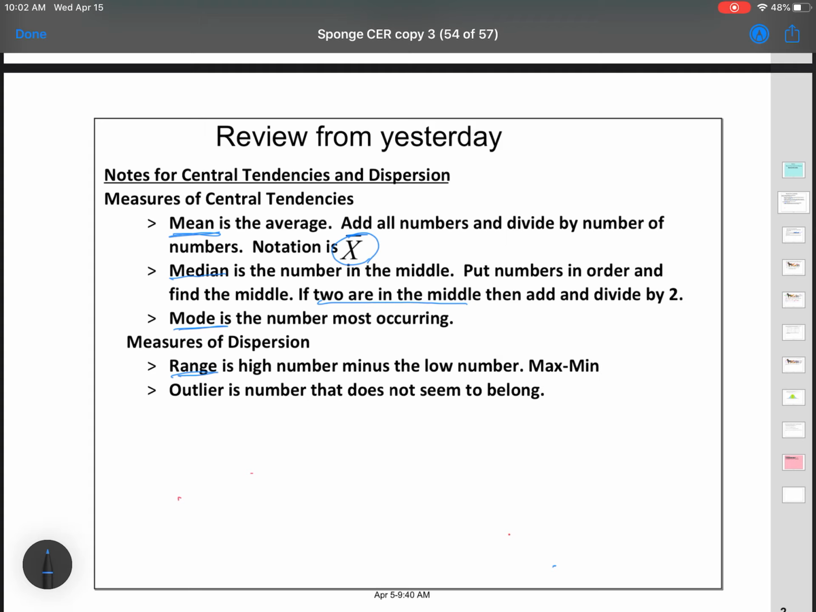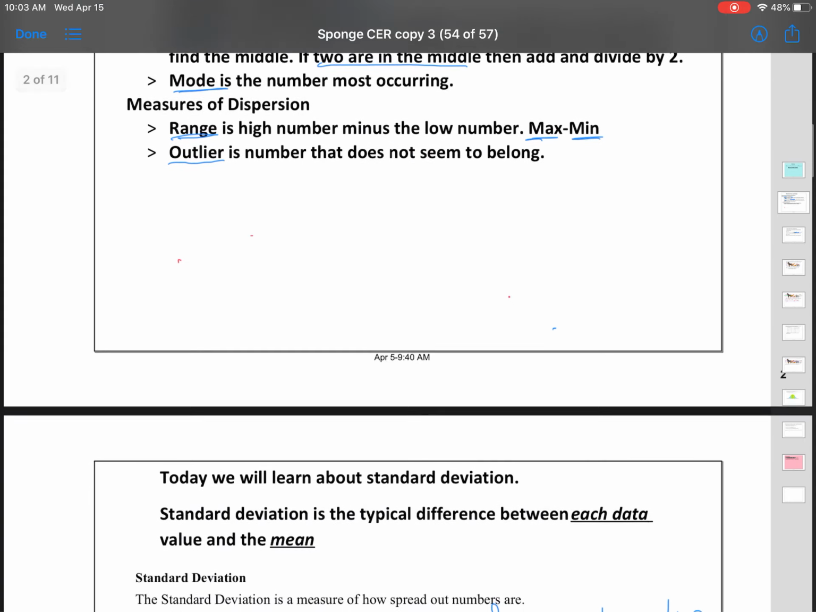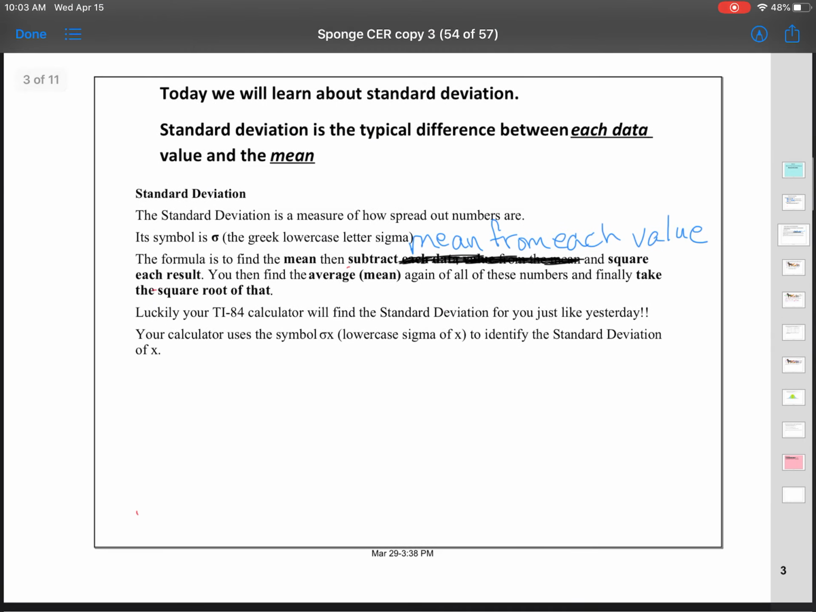Your range is the highest number minus the lowest number, or the maximum number minus the minimum number. An outlier is a number that does not seem to belong to the other set of numbers. So today we're going to talk about a new type of measure of central tendencies called standard deviation.